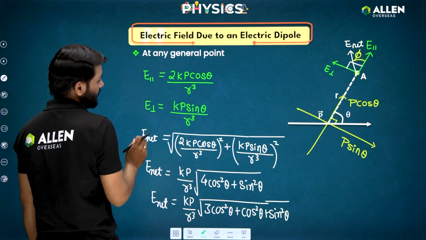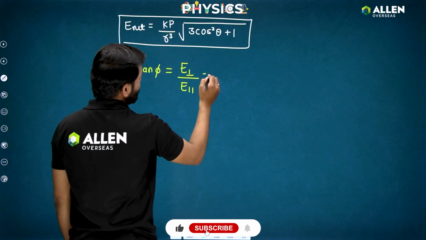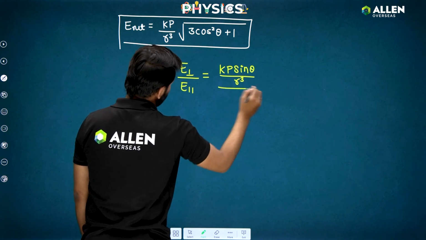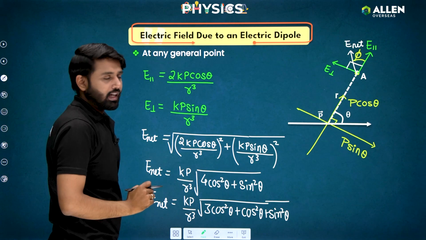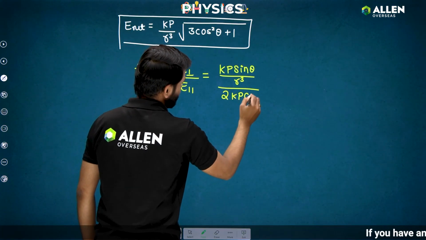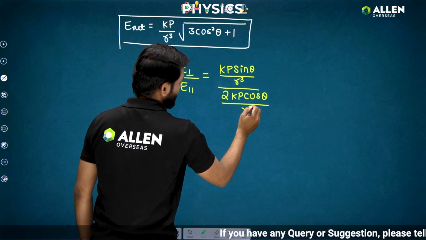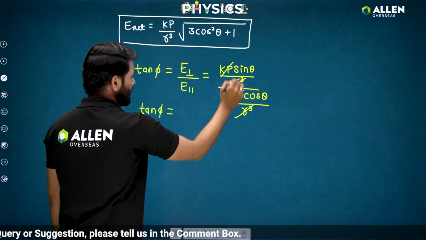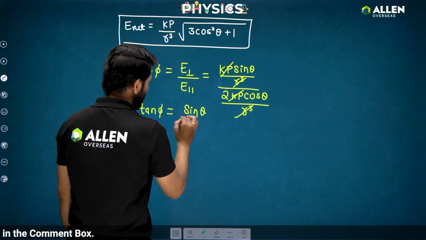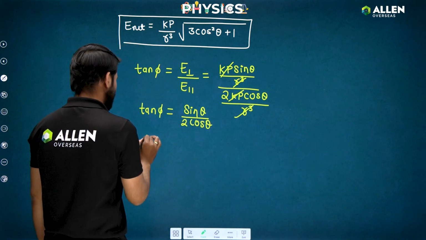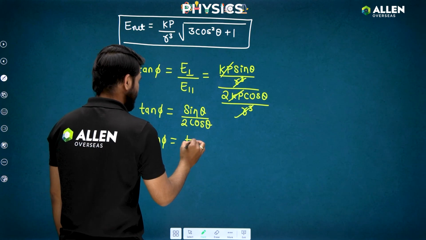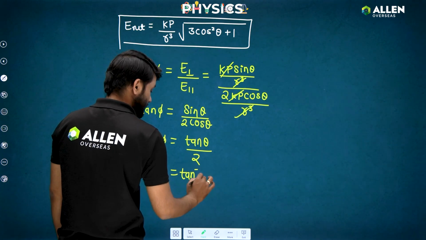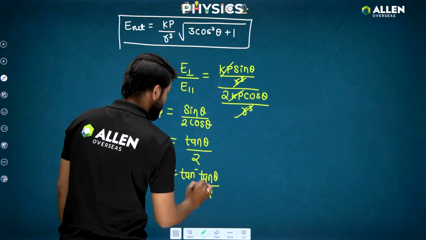What is the value of E perpendicular? Kp sin theta upon r cube. So kp sin theta upon r cube divided by E parallel, 2 kp cos theta upon r cube. The kp cancels, so tan phi is sin upon cos. You can write sin theta upon 2 cos theta. So tan phi is tan theta by 2. So phi is tan inverse of tan theta by 2. Is that clear, students?